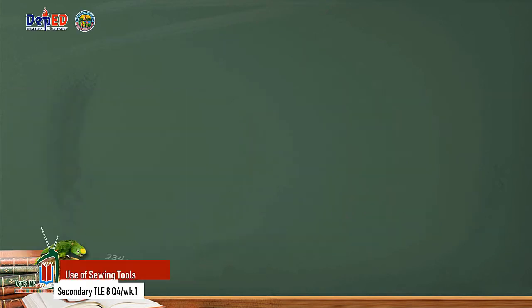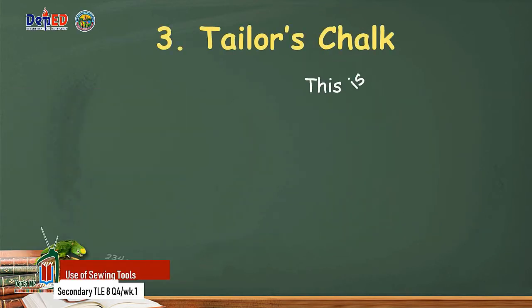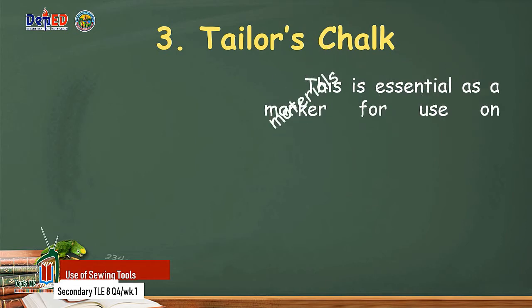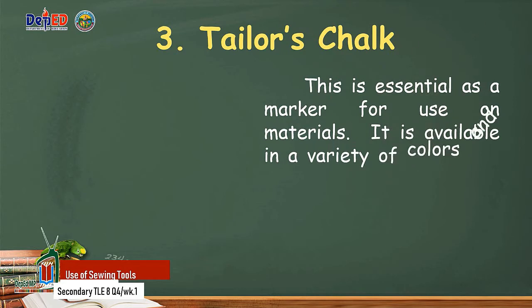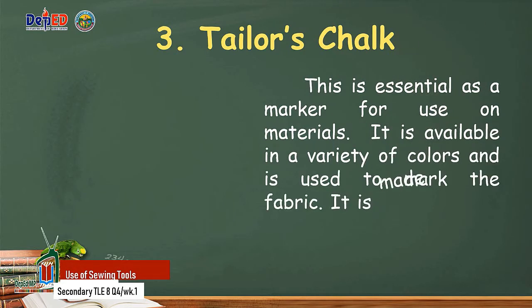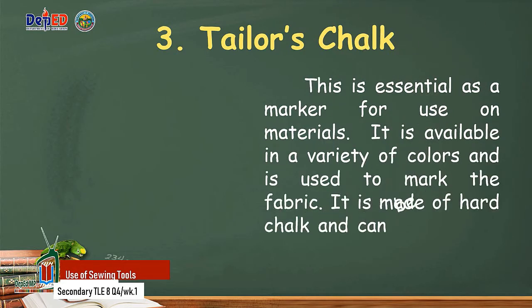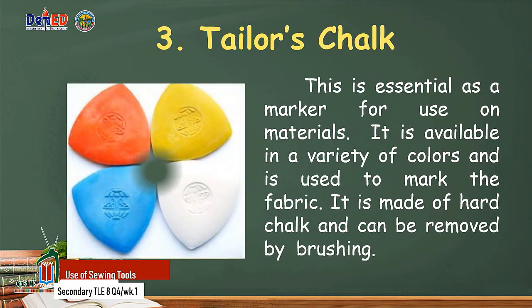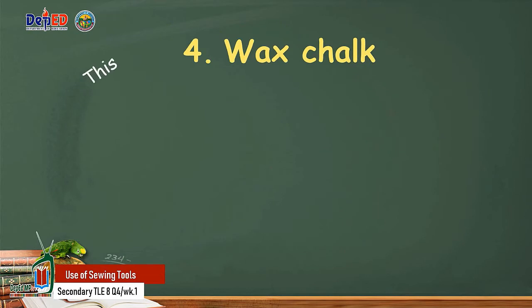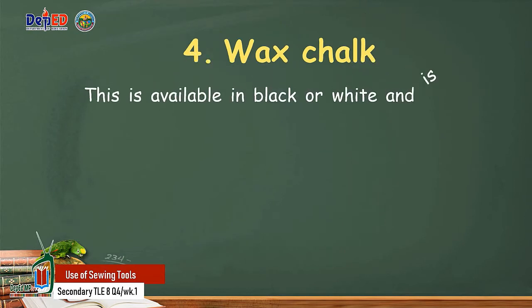Number 3. Tailor's chalk. This is essential as a marker for use on materials. It is available in a variety of colors and is used to mark the fabric. It is made of hard chalk and can be removed by brushing. Number 4. Wax chalk. This is available in black or white and is used for woolen fabrics. Wax can be removed by pressing.